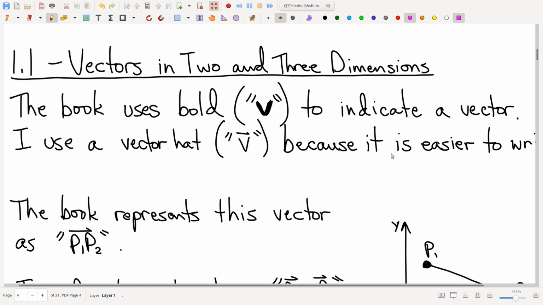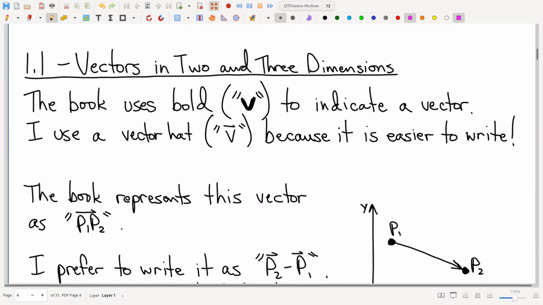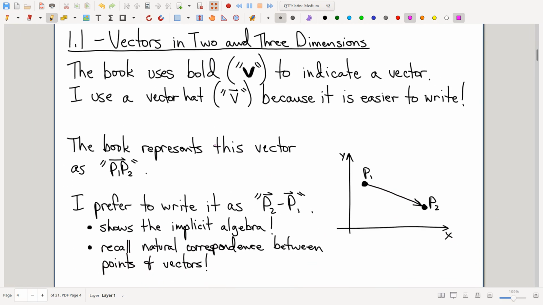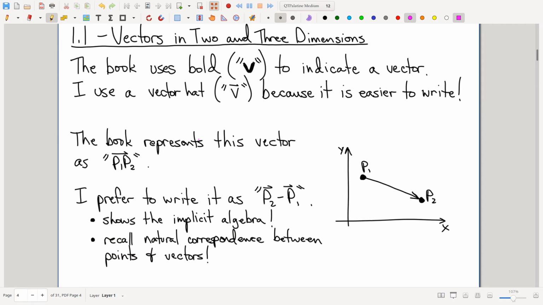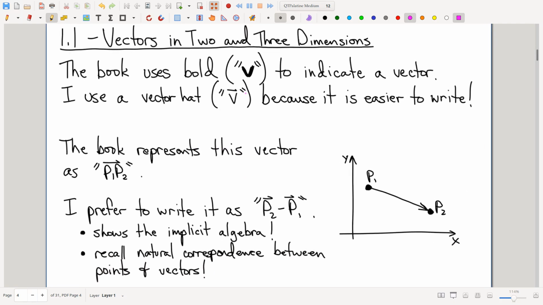Let's see here. I'm going to say just a couple of things about section 1.1. Very little needs to get said. It's almost all review. But it just kind of bugs me that the book uses bold as the typographical indicator that it's a vector, not a scalar, because it's really hard for us working with a pen or a pencil or a stylus. I mean, it takes 5 seconds to write a letter in bold, right? It's silly.